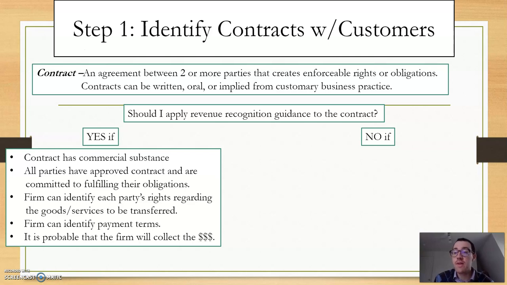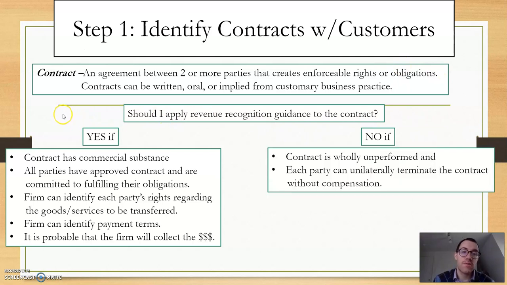The firm has to be able to identify each party's rights regarding the goods or services to be transferred, and make sure that the firm can identify the payment terms. And finally, that it's probable that the firm will collect the actual money. If those things are true, you have a contract and you're going to be applying the revenue recognition guidance to recognizing the revenue on that contract.